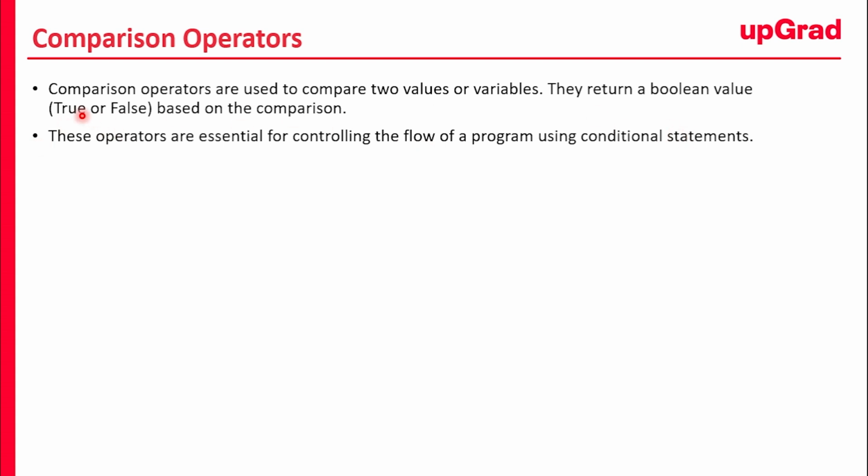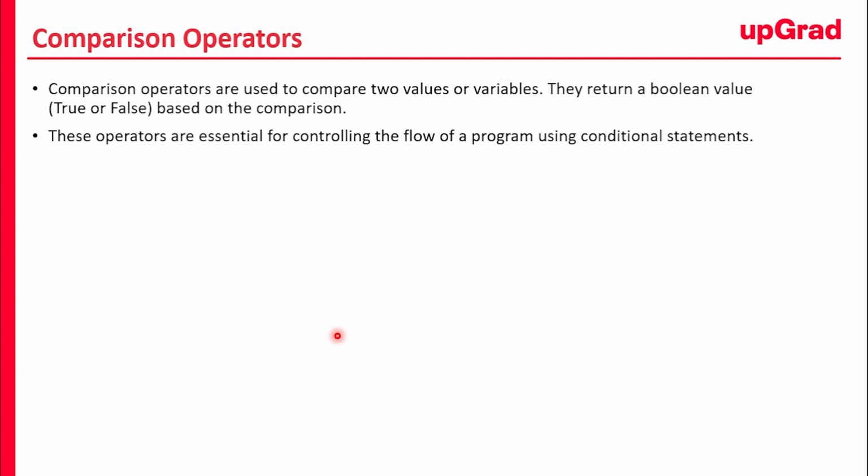So basically at the end they would either return you a true or a false, based on what the comparison is. Now these operators are essential for controlling the flow of a program using conditional statements. So how to do that? Let's have a look. There are essentially about 6 comparison operators that we use.